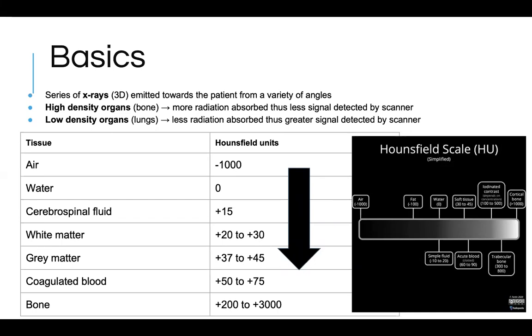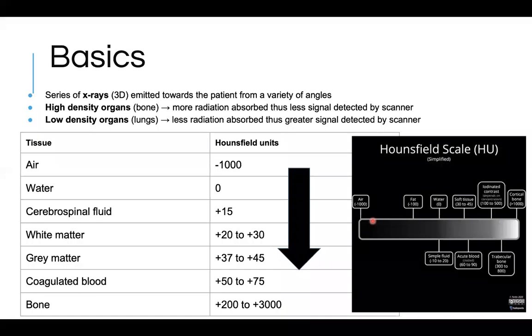It's actually better than an x-ray because it's a 3D, so three-dimensional view. If an organ is of high density, such as bone, then it allows more radiation to be absorbed. So there's less signal detected by the CT scanner, and this makes the image appear white. If an organ is of a lower density, such as the lungs, less radiation is absorbed. So there's a greater signal detected by the CT scanner, and you'd see a darker image, or it basically looks black.